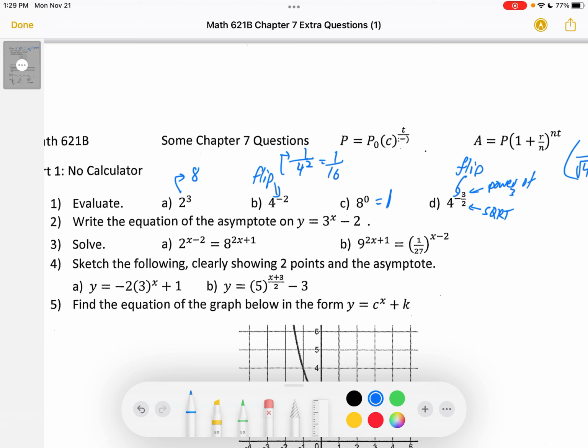Number 2, write the equation of the asymptote on 3 to the x minus 2. So if I started to graph that, the first thing I would do is I'd move my asymptote down 2. And that gives me the answer to this question. It's going to be at y equals negative 2.